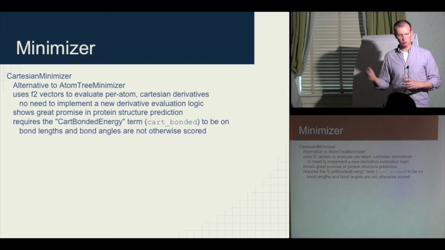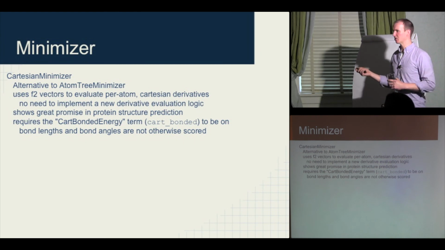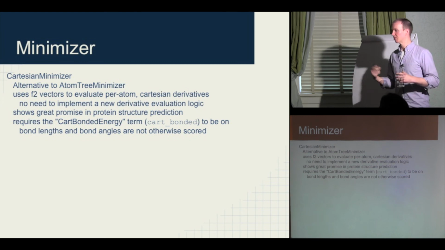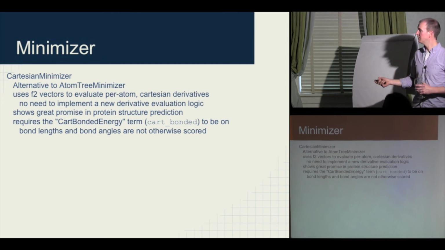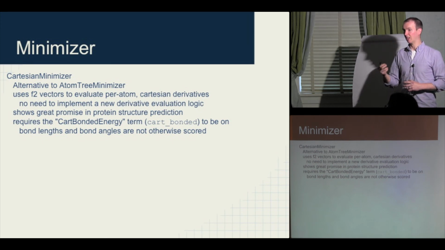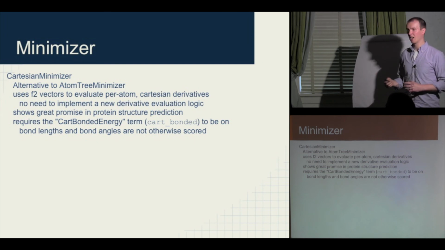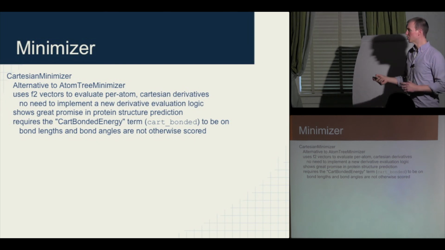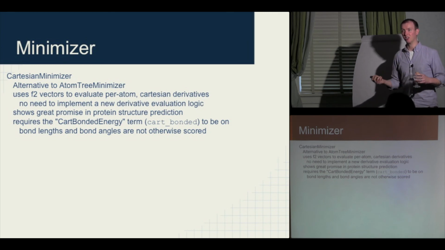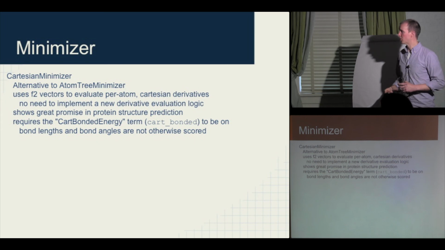Cartesian minimizer, we mentioned it just briefly before. I'm going to say, it's an alternative. Maybe it's 50% slower, but that doesn't sound like it's a bad thing to me. It uses the F2 vectors, which are the gradient, in order to get per-atom Cartesian derivatives. So we don't have to change the derivative logic at all in order to use the Cartesian minimizer. That's really great. And then it seems to show great promise in protein structure prediction.